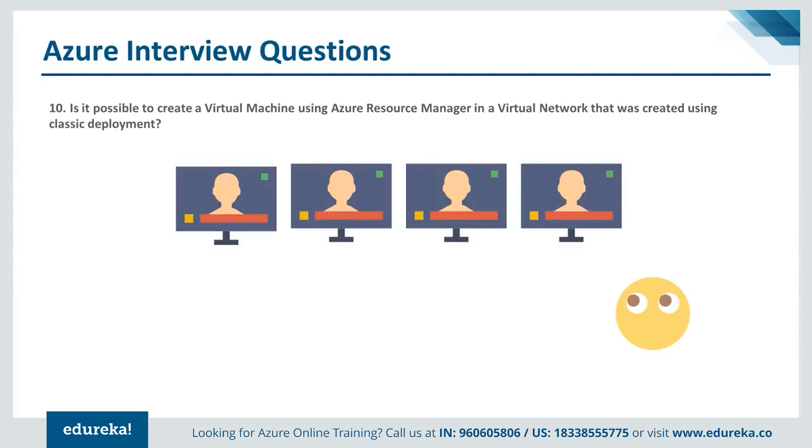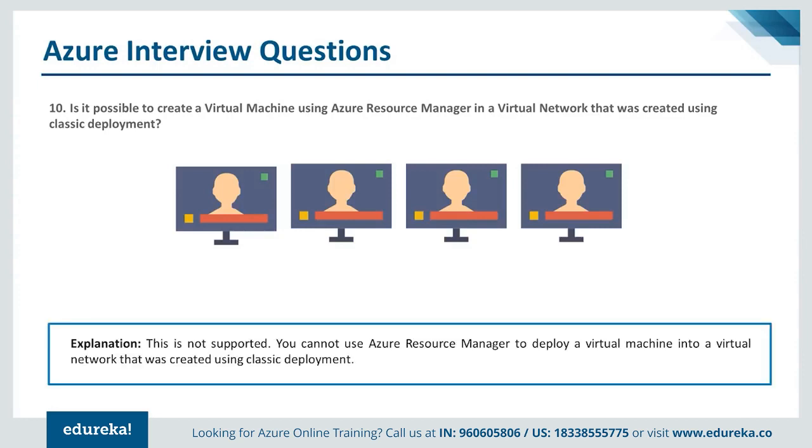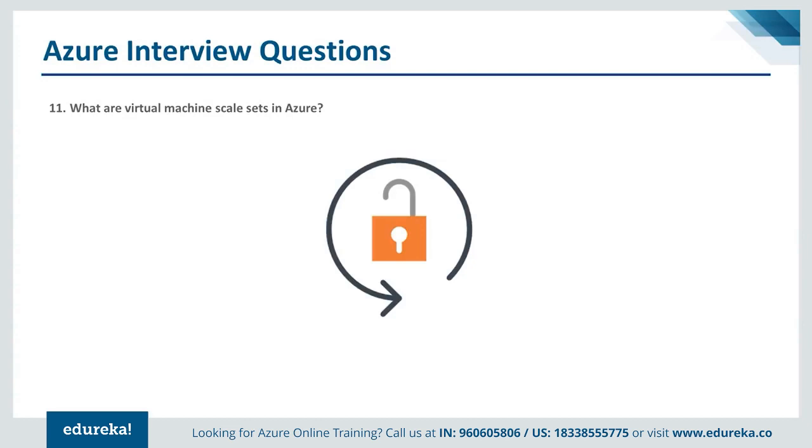Now the question says, is it possible to create virtual machines using ARM in a virtual network that was created using classic deployment? And of course, I don't think it's possible. So let's just see. This is not supported, as I said, because ARM is something different. Previously, the classic portal was using a different model of deployment, the classic model, which was basically for service management. If you're aware of the two portals, you'll see there's a huge difference in how the classic portal was and how the new portal is. So it's not possible.